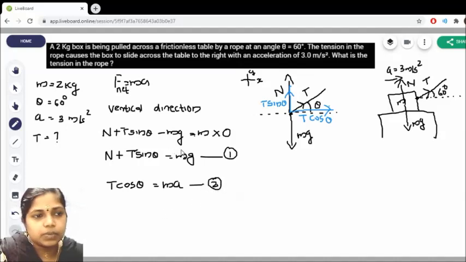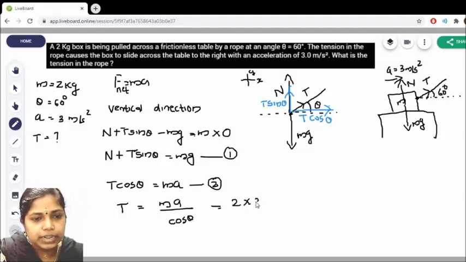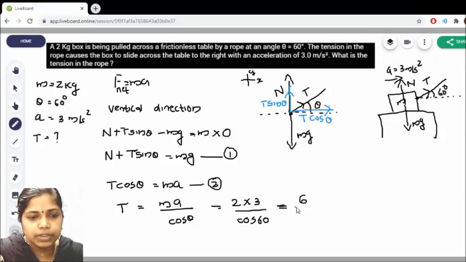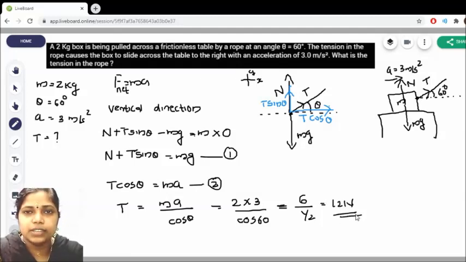In the question they asked what is the value of the tension. So this second equation is enough to get the value for tension, because from the second equation we can write T is equal to ma divided by cos theta. All the values are known. The mass of the object is given as 2 kg, acceleration is given as 3, and theta is given as 60 degree, so cos 60 is 1 by 2. So here we will get 6 divided by half, which is equal to 12 Newton. Right, so the answer is 12 Newton.